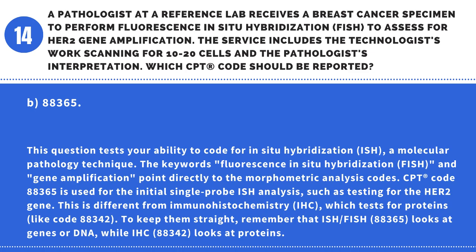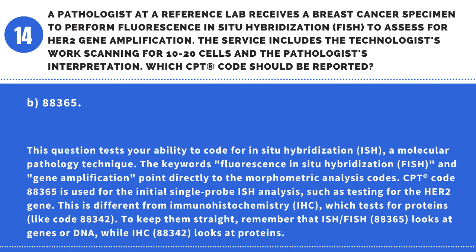Answer: B. 88365. This question tests your ability to code for in situ hybridization, ISH, a molecular pathology technique. The keywords fluorescence, in situ hybridization, FISH, and gene amplification point directly to the morphometric analysis codes. CPT code 88365 is used for the initial single-probe ISH analysis, such as testing for the HER2 gene.